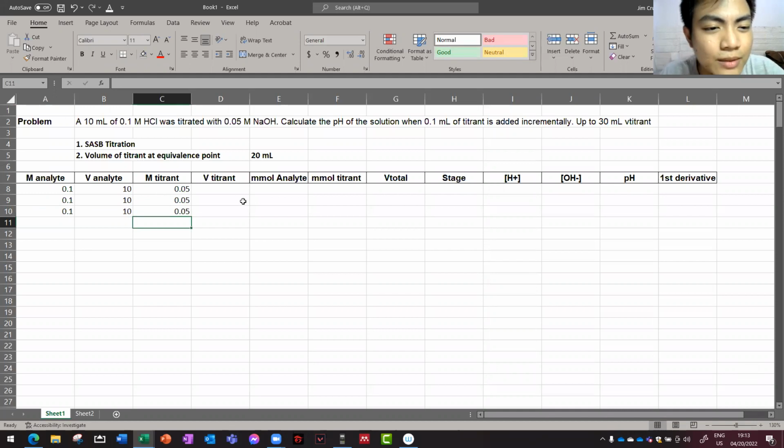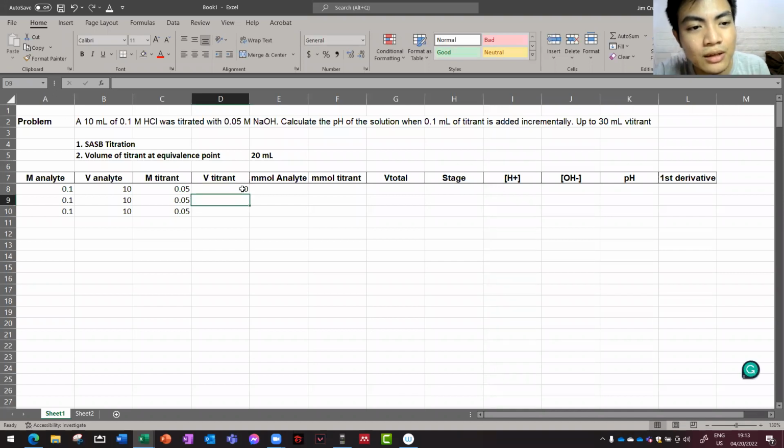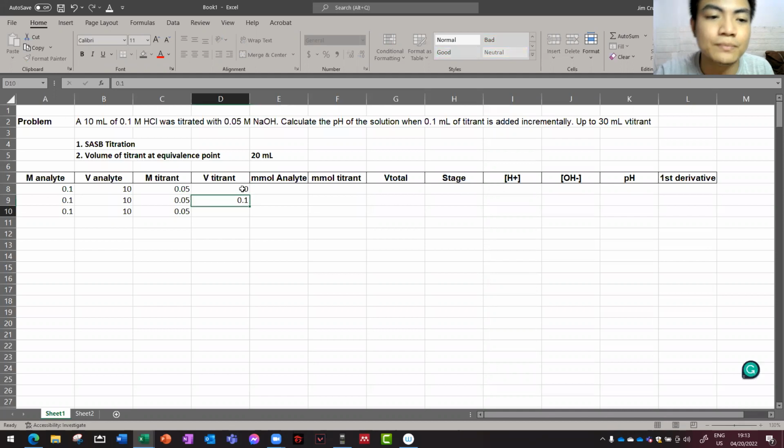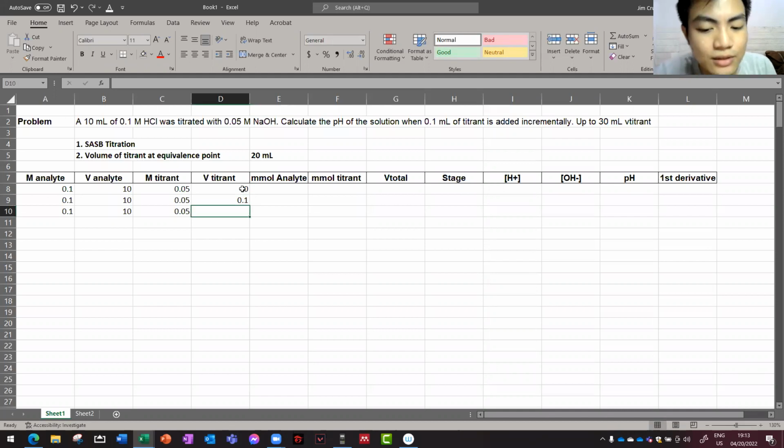Now, for the volume of the titrant, this is the variable. So, kumbaga, it changes per 0.1 ml. So, gagawin ko, I will first type 0. And then, after that, I will type in 0.1. And what's next? That is 0.2. However, I will discourage you to type it manually kasi marami yan.